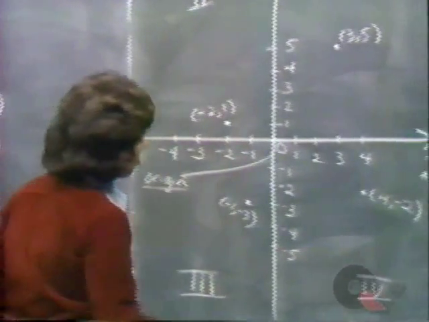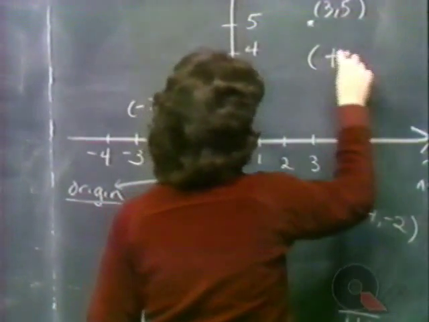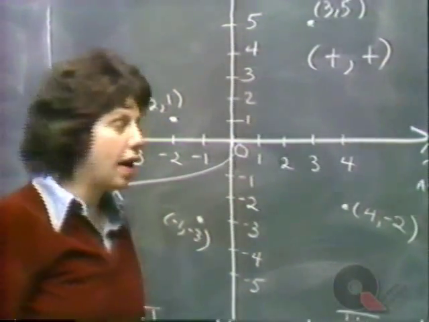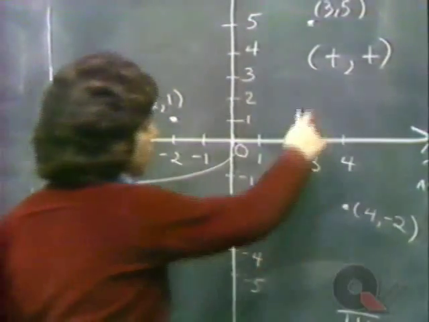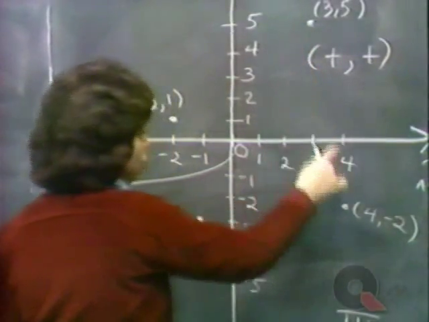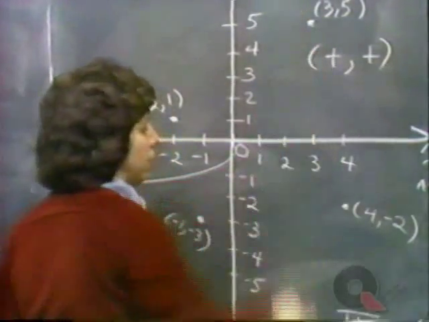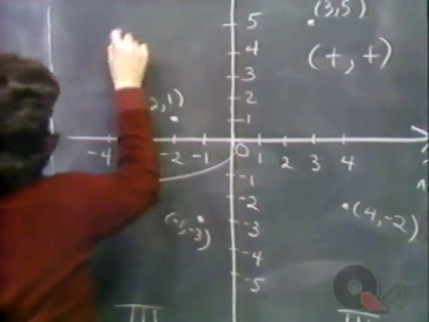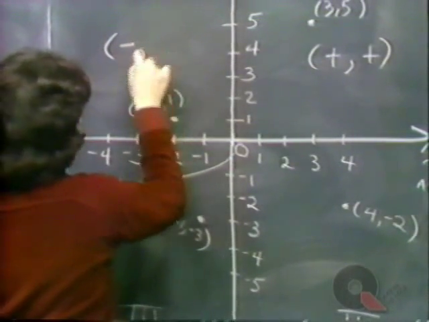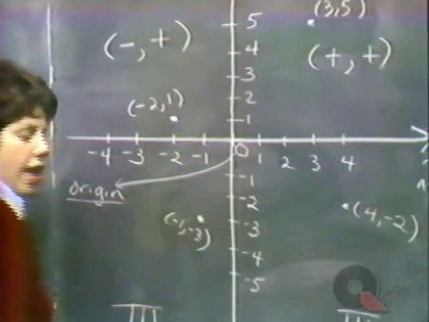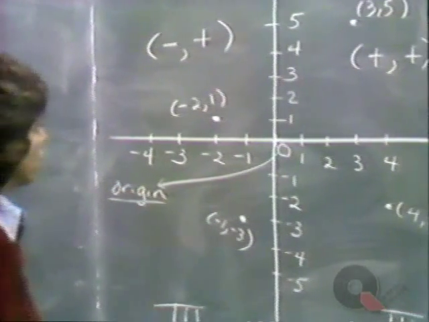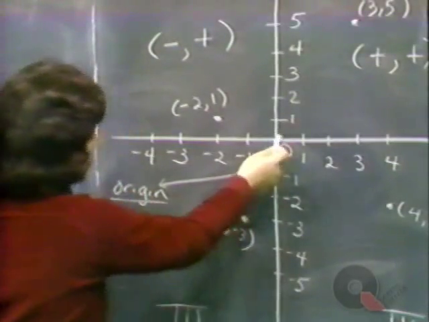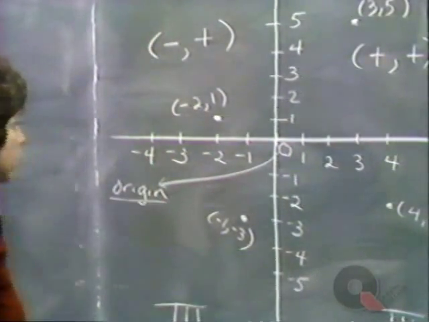Okay, in doing this, we see that the points in the first quadrant will have both of their coordinates positive. Their x value will be positive and their y value will be positive. Because how do you get into the first quadrant? You move to the right and up. In the second quadrant, the points will have a negative x value and a positive y value. A negative x coordinate and a positive y coordinate. Because to get into the second quadrant, from the origin, we would move to the left and up.